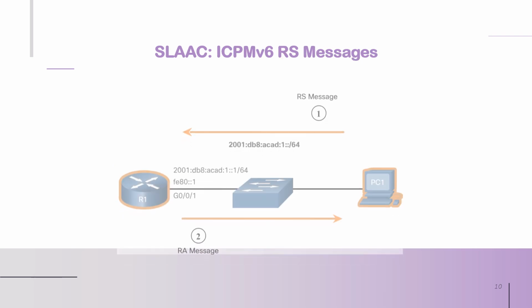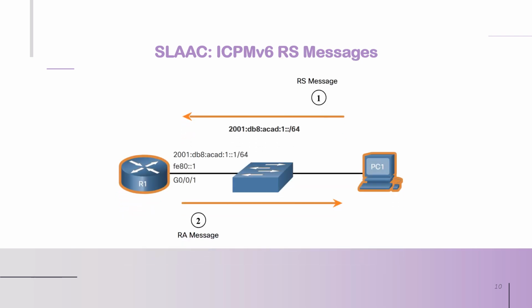And here is a figure that illustrates how a host initiates the stateless address autoconfiguration method. You see that PC1 has just booted and has not yet received a router advertisement message. Therefore, it needs to send a router solicitation message to the IPv6 all-routers multicast address requesting a router advertisement.